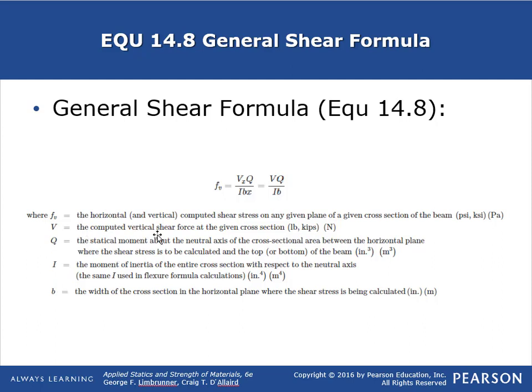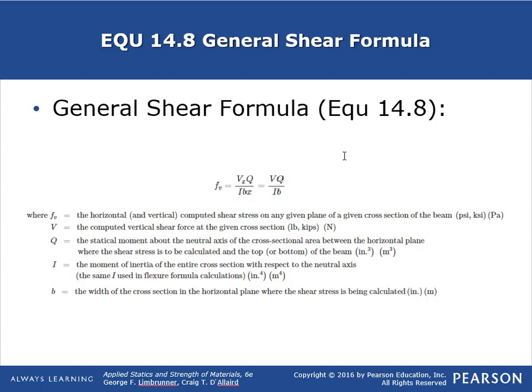V is the computed vertical shear force at any given section. Q is the statical moment, and we'll talk about the statical moment in a minute here, about the neutral axis of the cross-section area between the horizontal plane where the shear stress is to be calculated and the top or bottom of the beam. We'll show you what that means. And then I is again the moment of inertia for the entire cross-section. And then B is the width of the cross-section in the horizontal plane where the shear is being calculated.